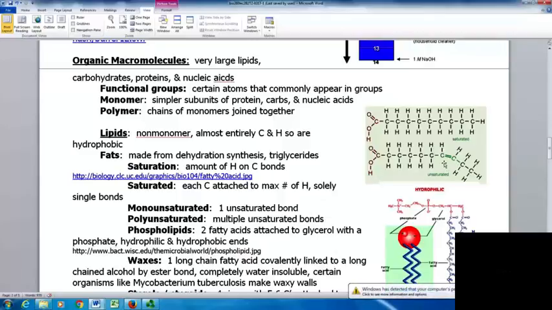Down below here you can see an example of something that's unsaturated. You have a double bond between the carbons here. It's sharing electrons twice, and it puts a little kink in the molecule.